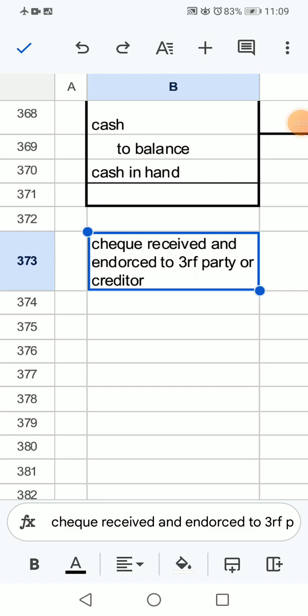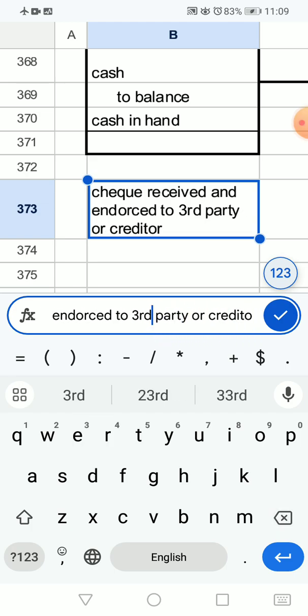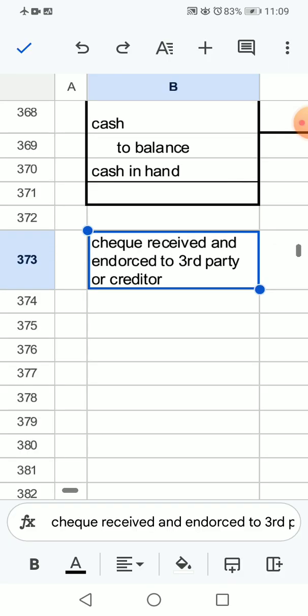What does that mean? You have received a check from your debtor, and let's say you were at that stage liable to pay the amount to the third party. So instead of payment, what you have done, you have transferred the possession of that check which you have received from your debtor to the third party to whom you were liable to pay the amount.